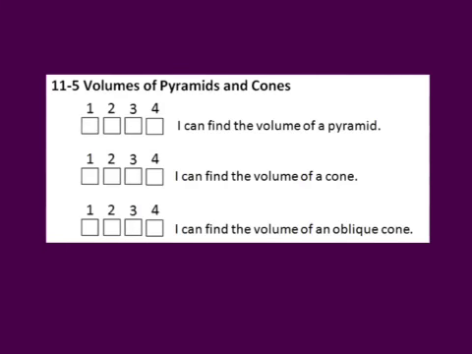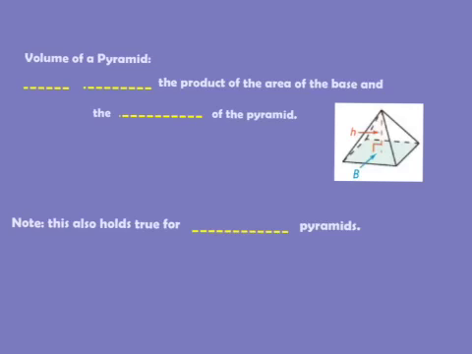So in 11.5, we're going to be looking at the volume of pyramids and cones. So we've looked at volume some, we've looked at pyramids and cones some. Now we're mixing those two ideas together so that we can find volumes of pyramids, volumes of cones, as well as the volume of an oblique cone.